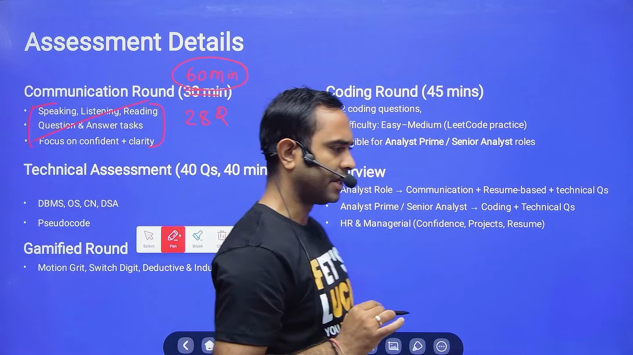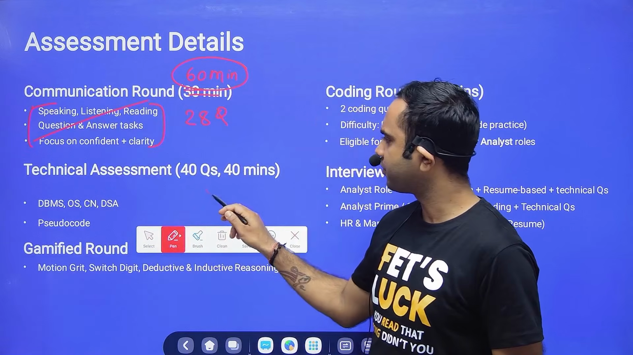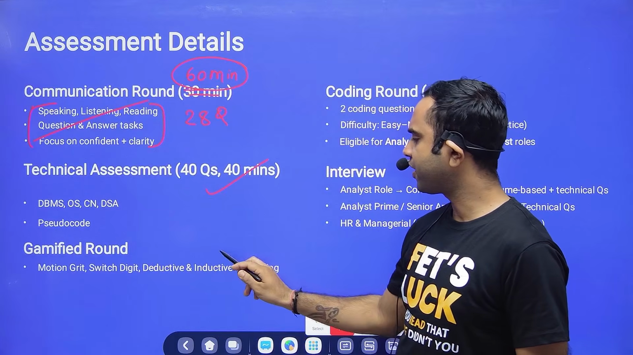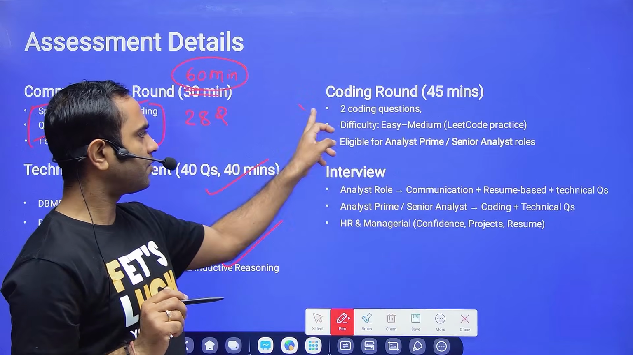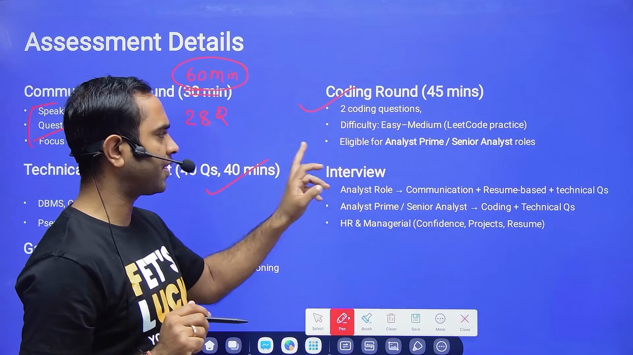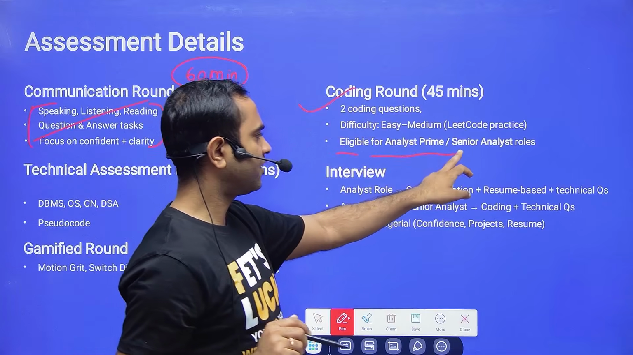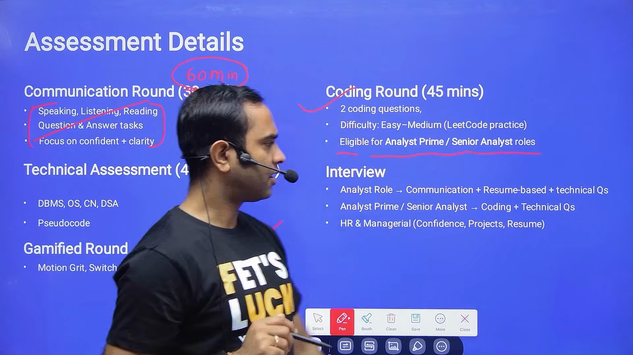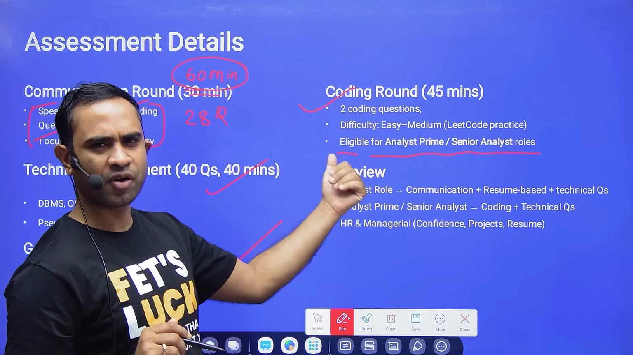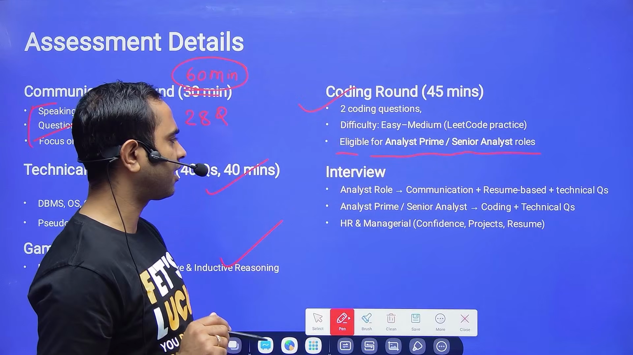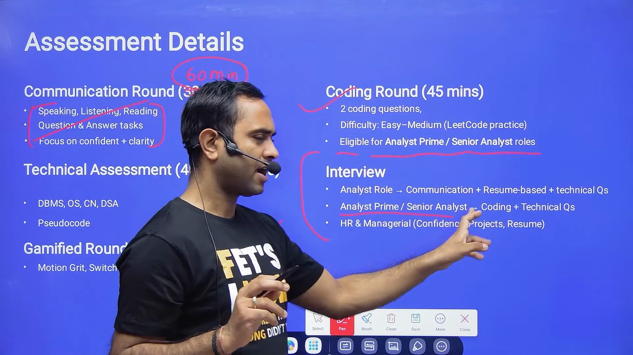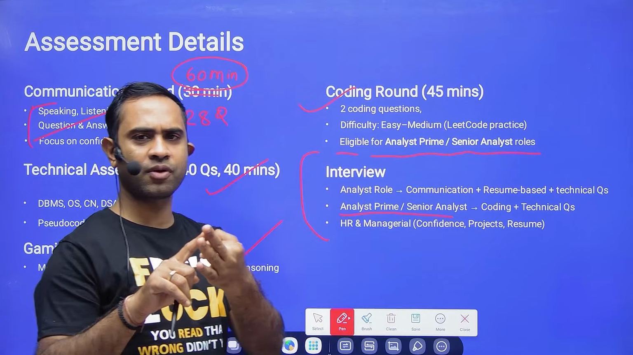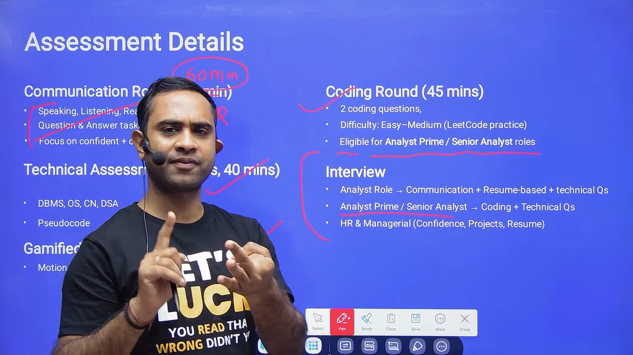Then the technical assessment is 40 questions, 40 minutes; this remains the same. The gamified round we will discuss in more detail. Coding round, 2 coding questions, 45 minutes. This will decide whether you will be able to join as analyst, analyst star, or senior analyst. Interviews differ by role, but the 3 roles are 4 lakhs per annum, 5.75 and 7.5 LPA.